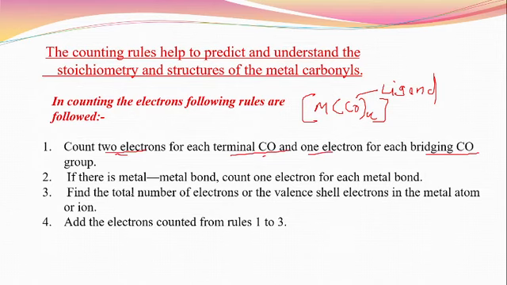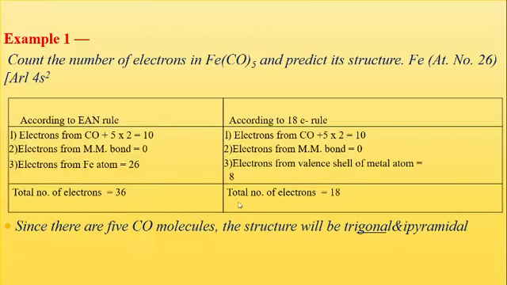The next rule is, if there is a metal-metal bond, count 1 electron from each metal-metal bond, and find the total number of valence shell electrons in the metal atom or ion. Add the electron counts from rules 1 to 3; at last, we have to add all the electrons. Let me see by taking examples.